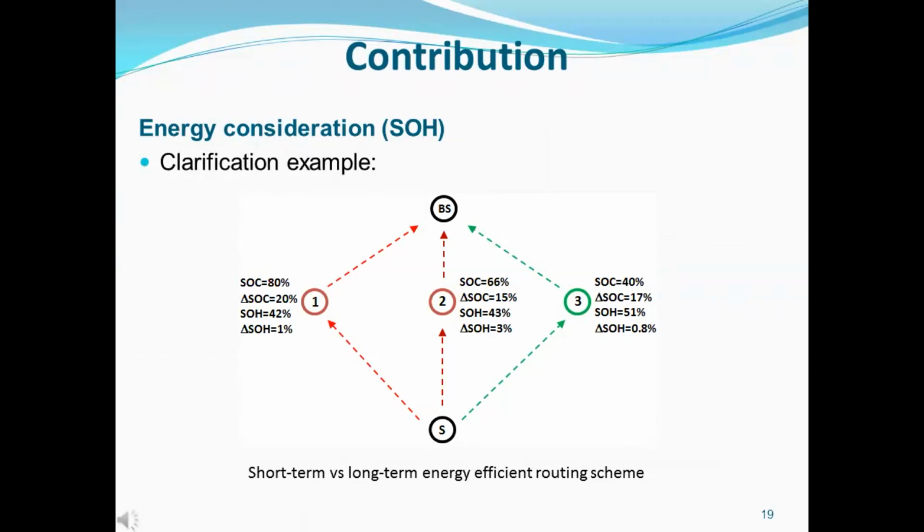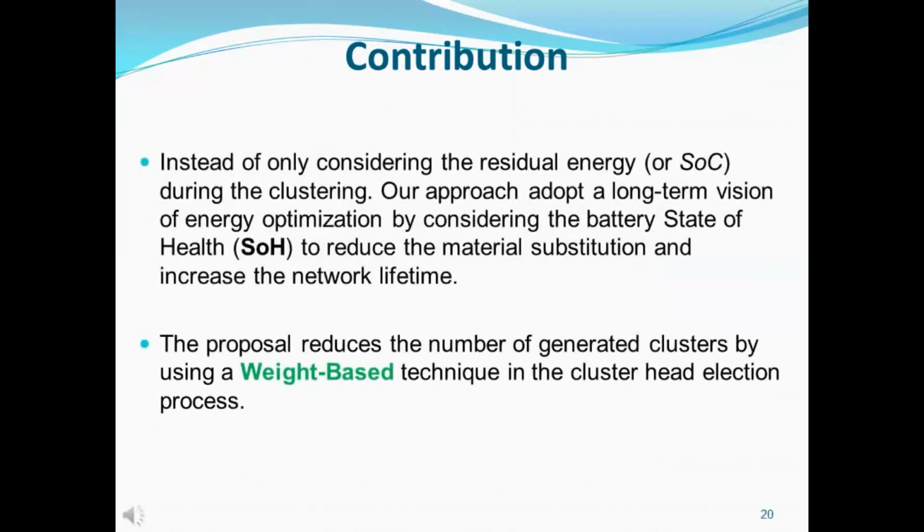However, when considering a long-term energy-efficient vision, the optimization of the battery state of health leads to selecting node 3. Although this node has the lowest residual energy, 40%, it has a better state of health, 51%, and the sustained damage is minimal, 0.8% per transmission. Therefore, instead of only considering the residual energy or the battery state of charge during the clustering, our approach adopts a long-term vision of energy optimization by considering the battery state of health to reduce material substitution and increase the network lifetime in the long term.